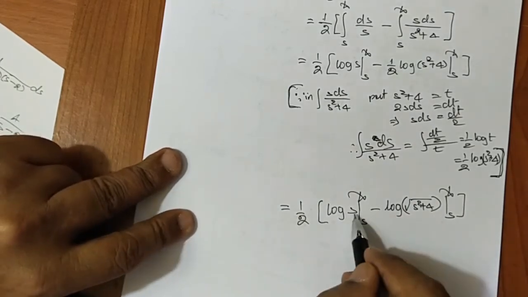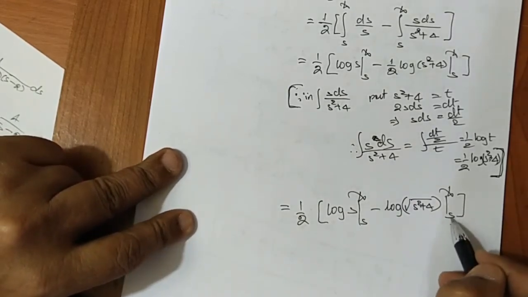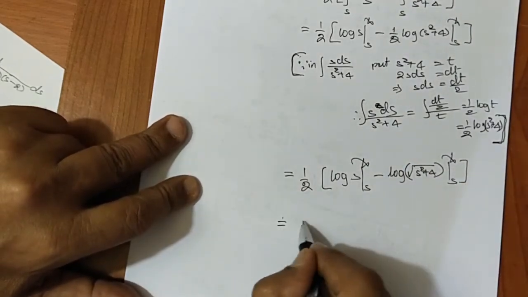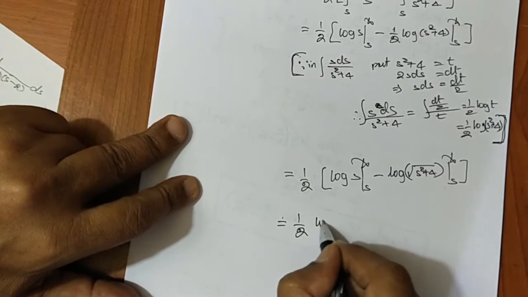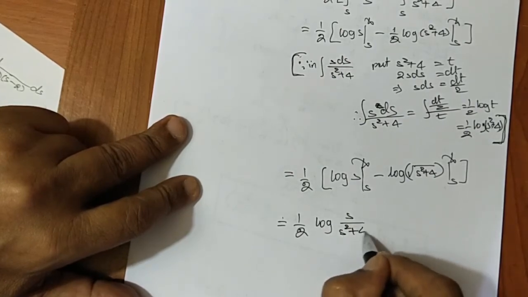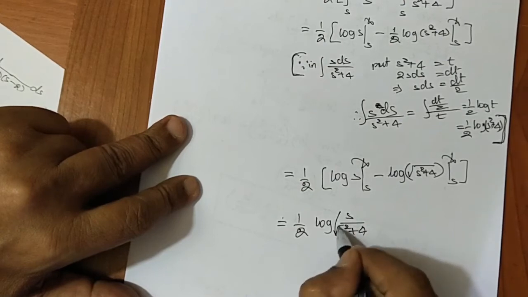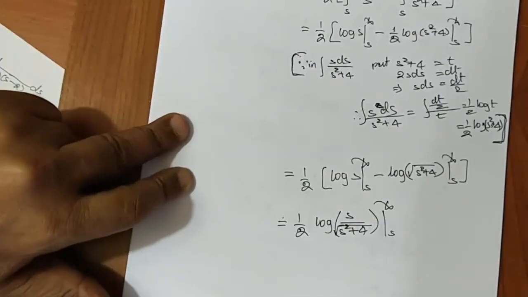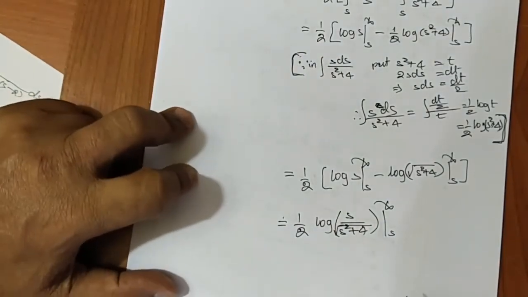So now, this also is from s to infinity, this also is from s to infinity. Using the formula log a minus log b, this will be equal to half of log of s over square root of s squared plus 4, from s to infinity. Right. Now, what is the next step?